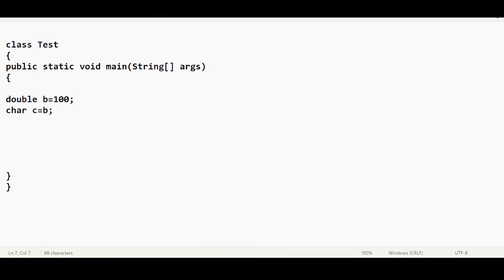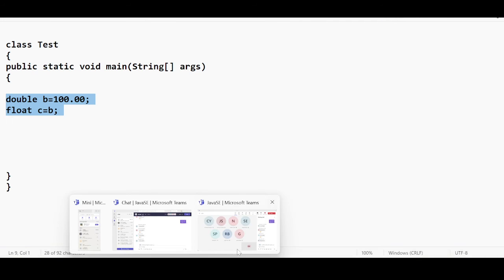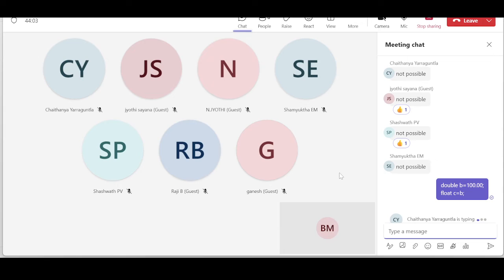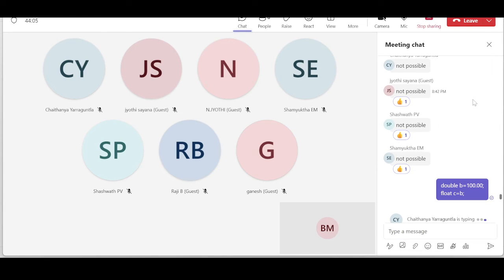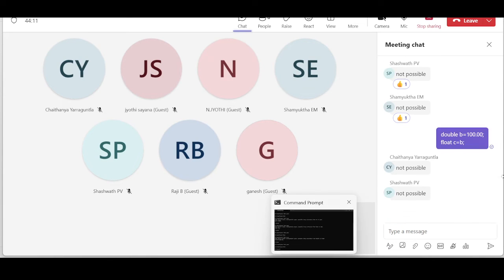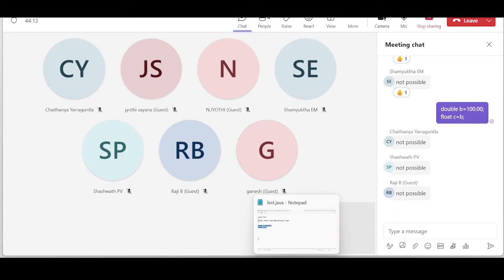Now you tell me: double b equal to 100.00. float c equal to b. Possible or not possible? Last question before moving to the next topic. Not possible. Correct. Exactly. Backward direction. Yeah, you got it. You all got it. Good, good, good.